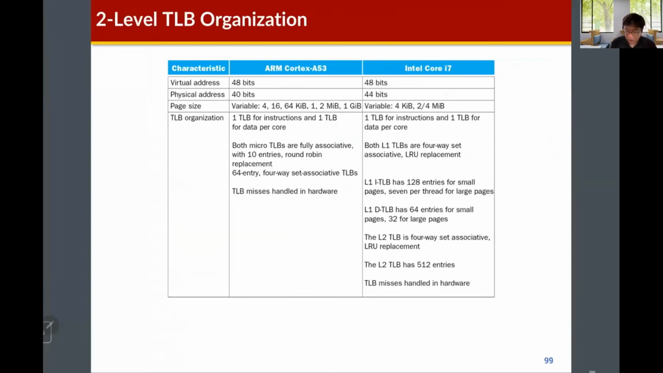And then how about the TLB? If we just see the virtual memory address of the ARM Cortex-A53 and the Core i7, we can find that our virtual address is 48 bits. Then what is the size of virtual memory? Its size is 2^48 bytes, right? And 2^40 is a tera, so 2^48 is 256 terabytes.